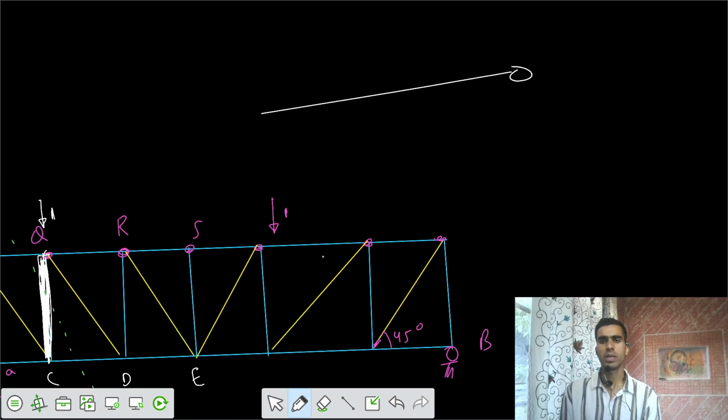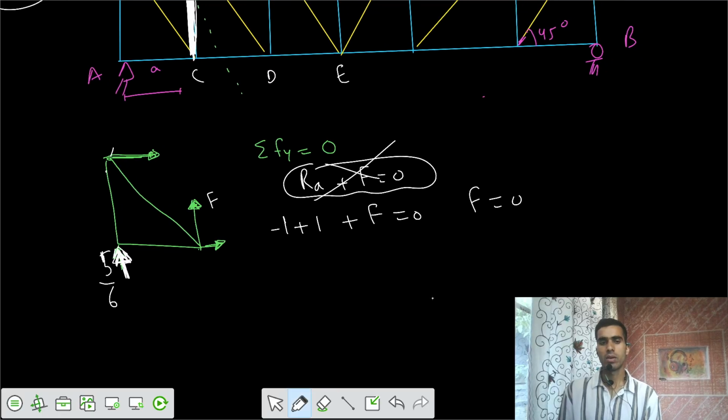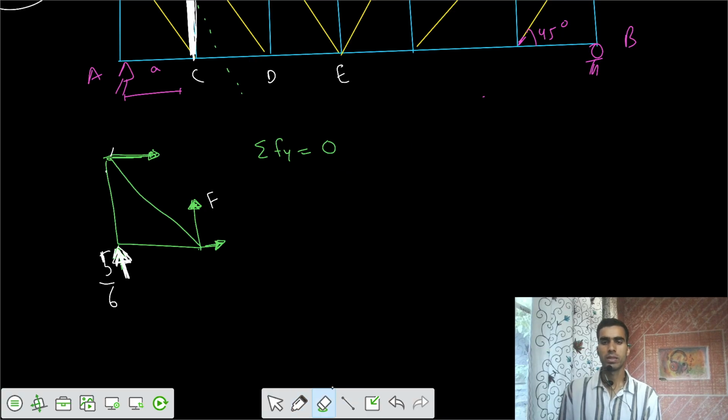Treated as a simply supported beam, you are placing the load here, this is your load of 1, and this is your 5 by 6 at A. So I would say the component would be 5 by 6 upwards, then plus F upwards equals 0. F equals minus 5 by 6.